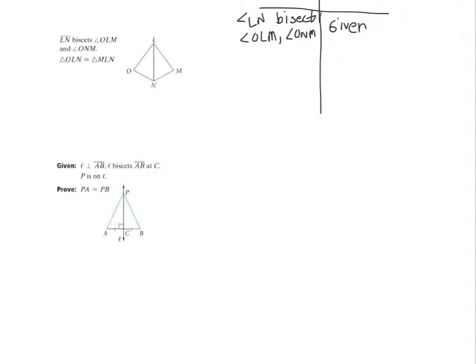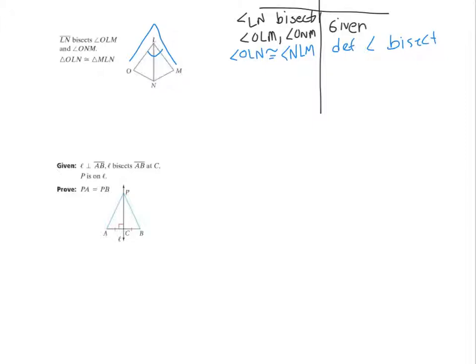Okay, I wrote down my given. There's only one given, but it's telling me a lot. So if I have LN bisects angle OLM, this means this blue angle is cut in half such that these two angles are congruent. So I can write angle OLN is congruent to angle NLM by definition of angle bisect.